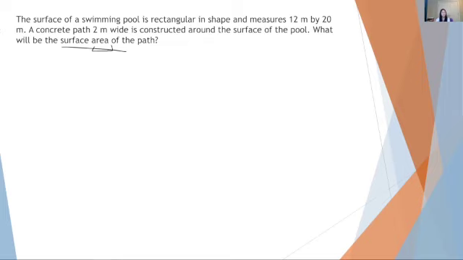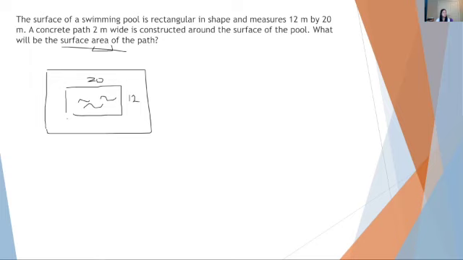Just to give you a visualization. We first have a swimming pool. This is a swimming pool, those are waves, and this is 12 by 20. And then you have a pathway around it that is 2 meters wide, like this. And it's asking you for the area of the path, so this shaded area.